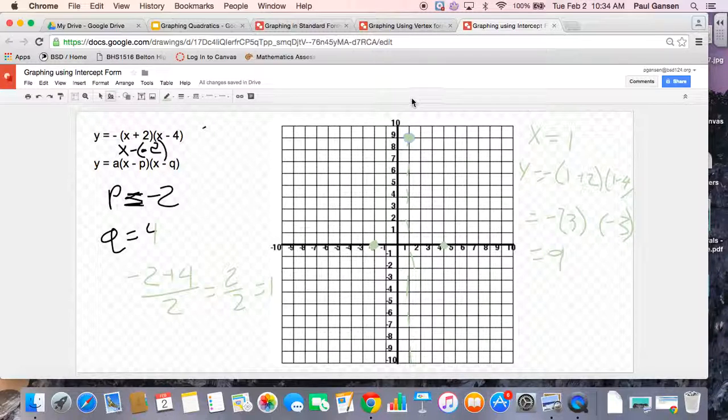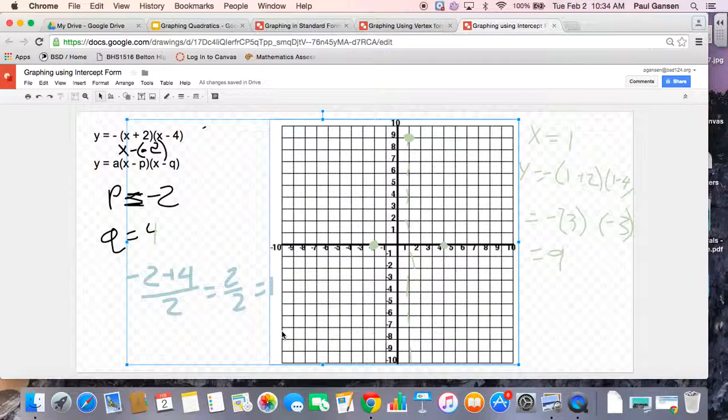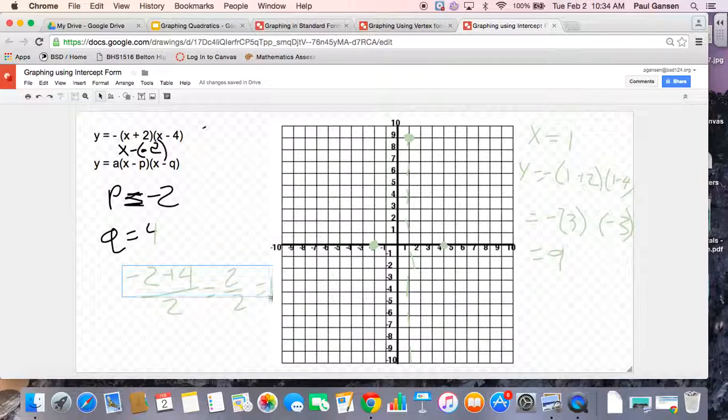All right, looking good. I think the last thing that we need to follow up with is we need to find one more point so we get a good idea of what this graph is going to look like. So let's find one more point. Let's find what's happening on our y-intercept, what's happening on the y-axis.